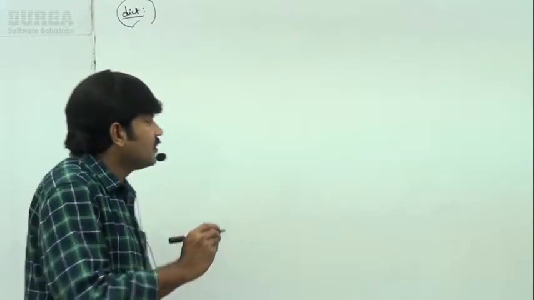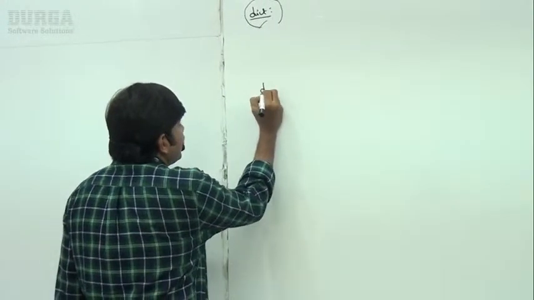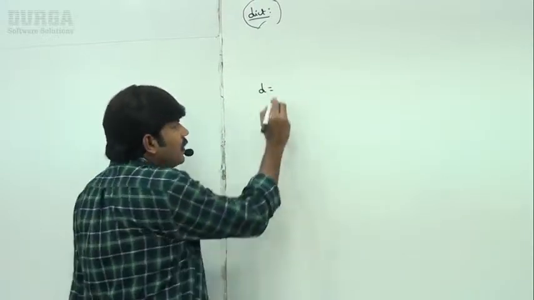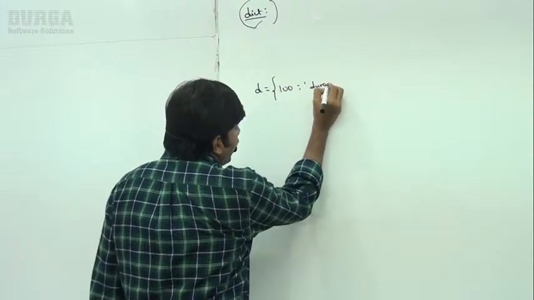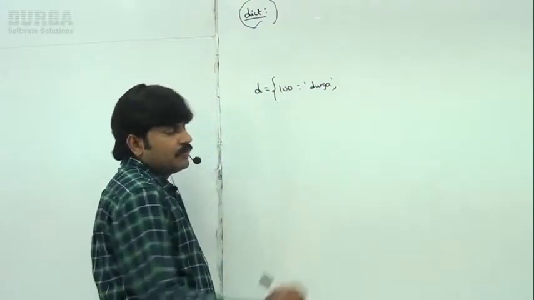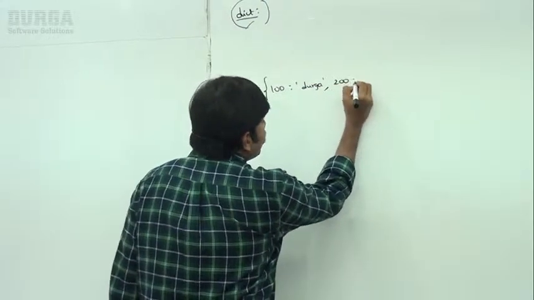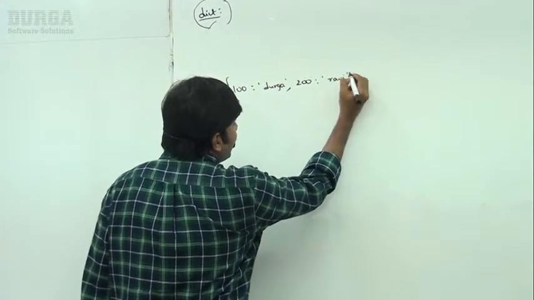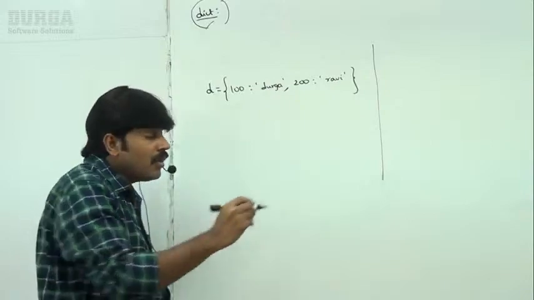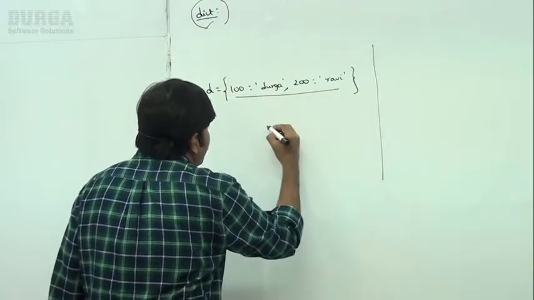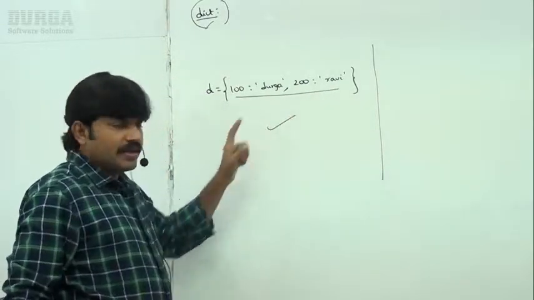I hope you are getting clarity on what a dict is. How can you create a dict? Just now I told you this is the way. Observe carefully: d = {100: 'Durga', 200: 'Ravi'}. Like this, the first key value is 100 colon Durga, the second is 200 colon Ravi. This is one style. If you know all key values at the beginning, you can happily create it like this.